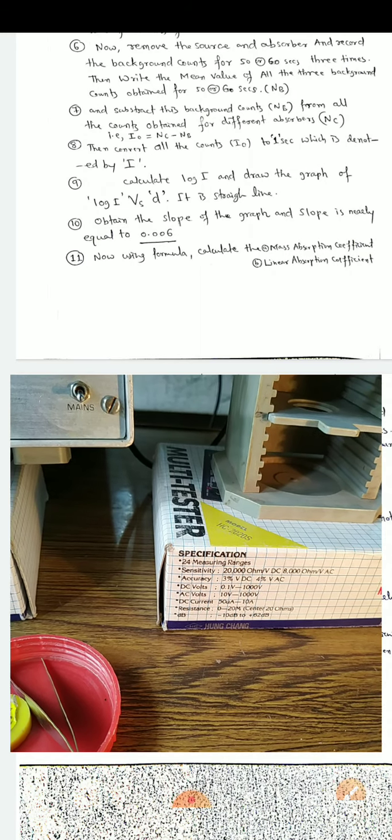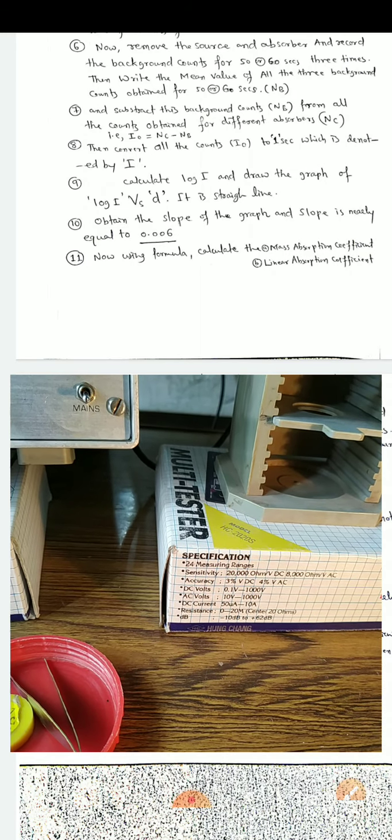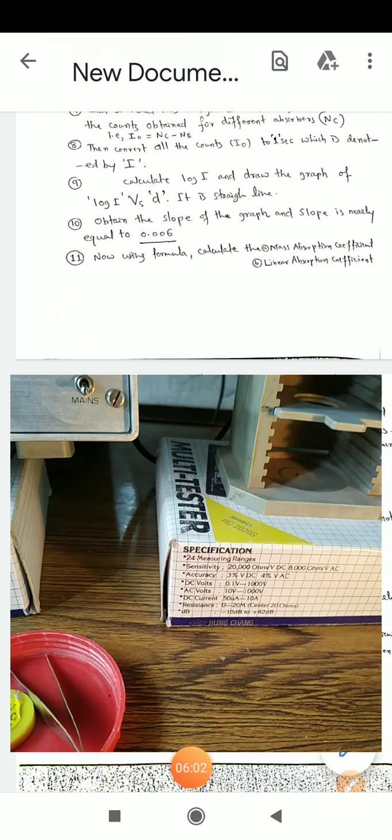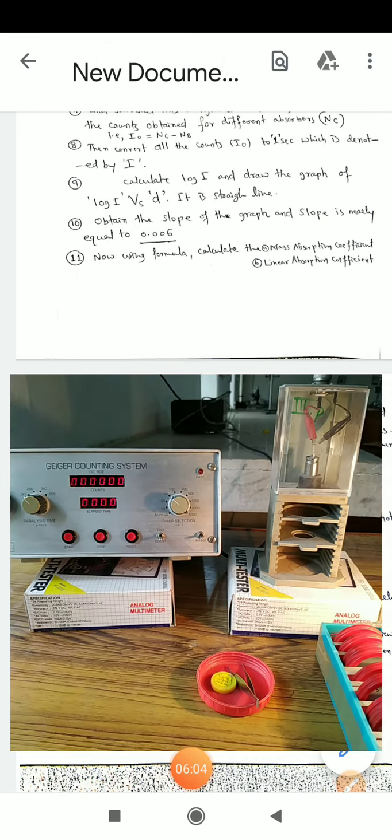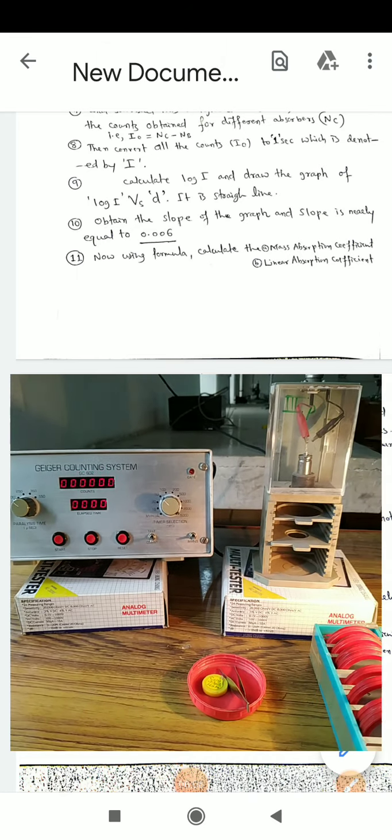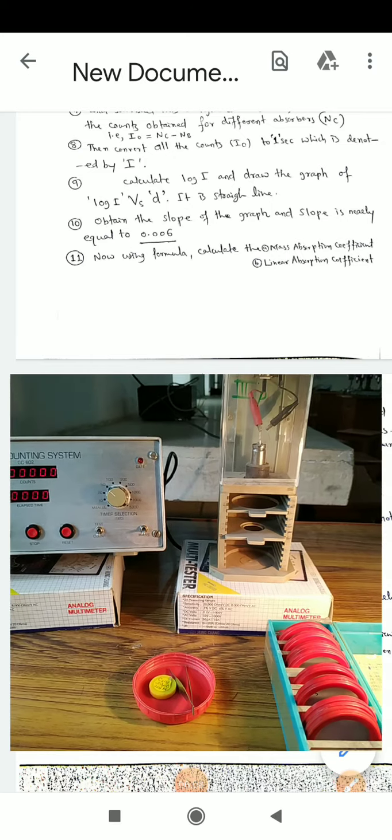The linear absorption coefficient is the fraction of a beam of radiation absorbed per unit thickness of absorber. So now I will perform the experiment using two absorbers.